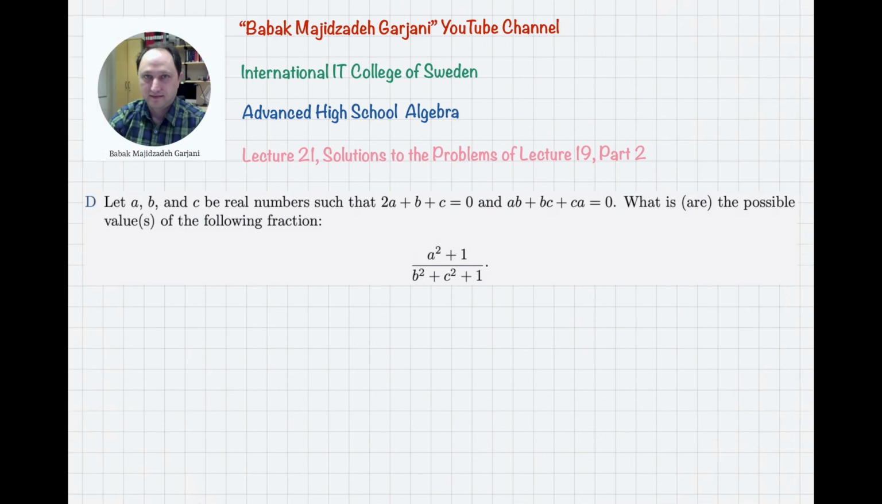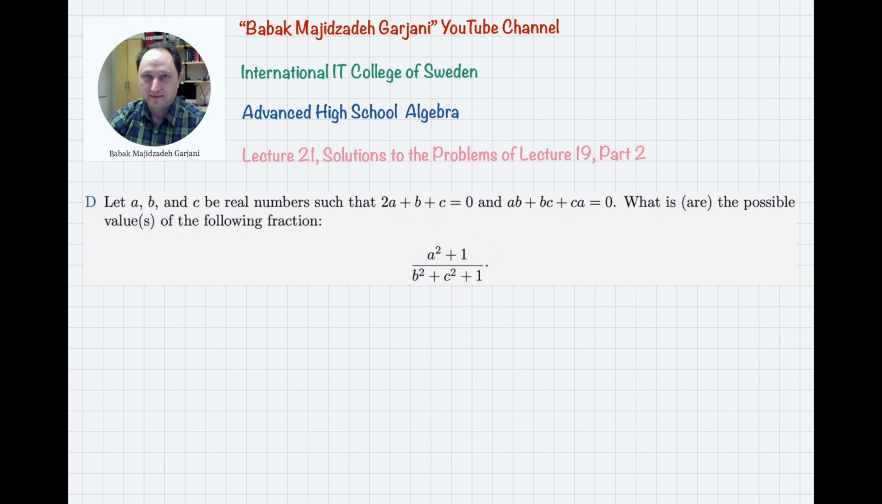Okay, finally the last problem of this problem set. Here a, b, and c are given real numbers with 2 properties. We know that 2a plus b plus c is equal to 0. We know that ab plus bc plus ca is equal to 0. And we are supposed to find the possible value or values of this fraction.